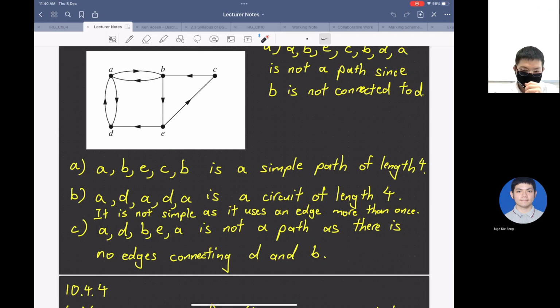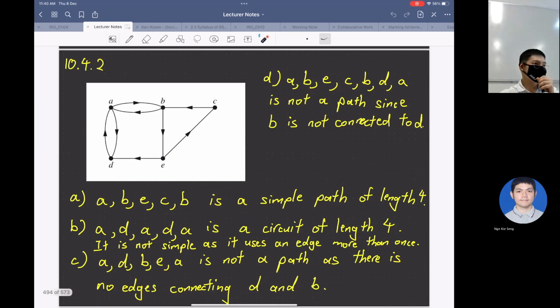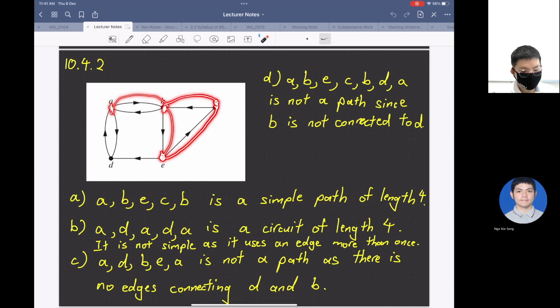Okay. So 10.4.2, let's see whether A, B, E, C, B is a path or not. So go from A to B to E to C to B. Okay, so this is a simple path. Why is it length 4? Because 1, 2, 3, 4. Length 4.